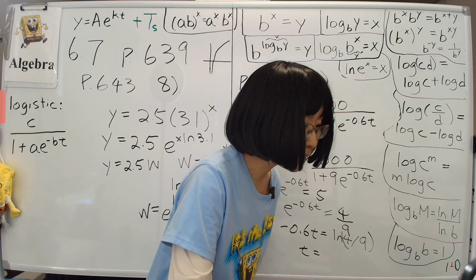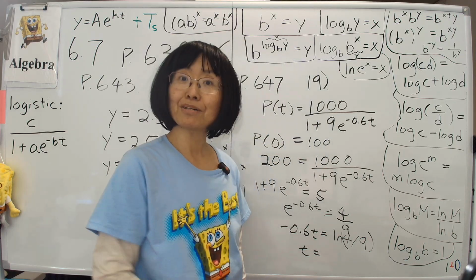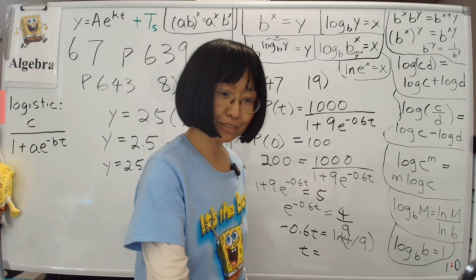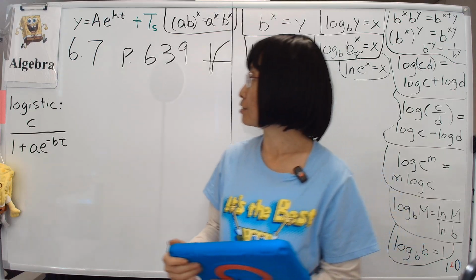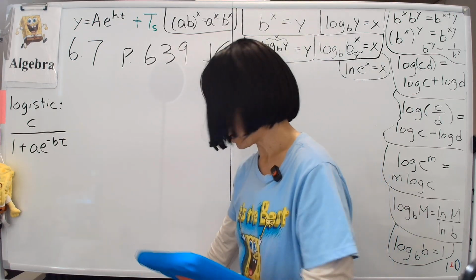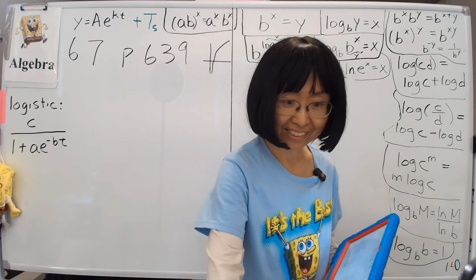Let me check the answer here. Problem 19, 1.35. Yeah, it says 1.4 years. So good enough. Okay, so that is the answer to problem 19. Next, let's go to problem 23, which I did not write down. That's okay, let me write it down.